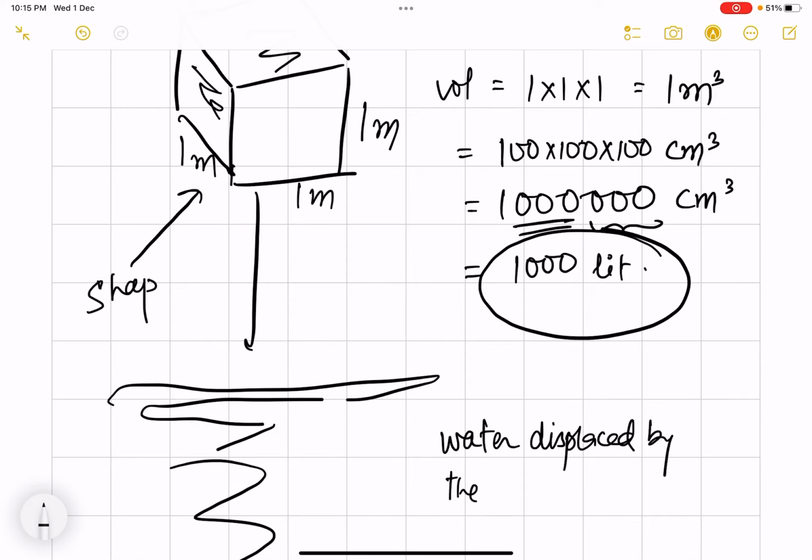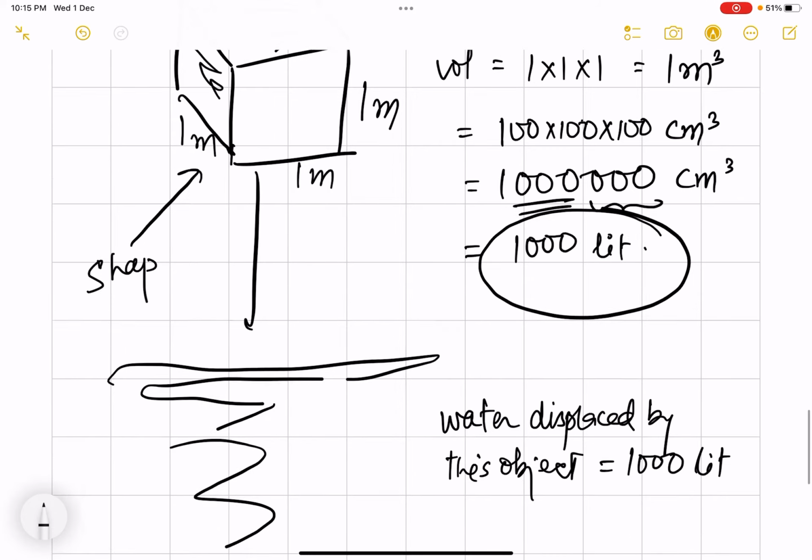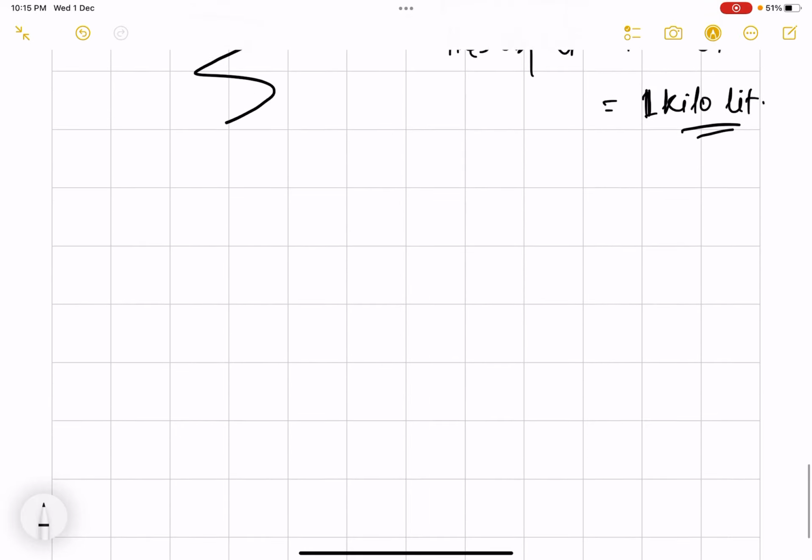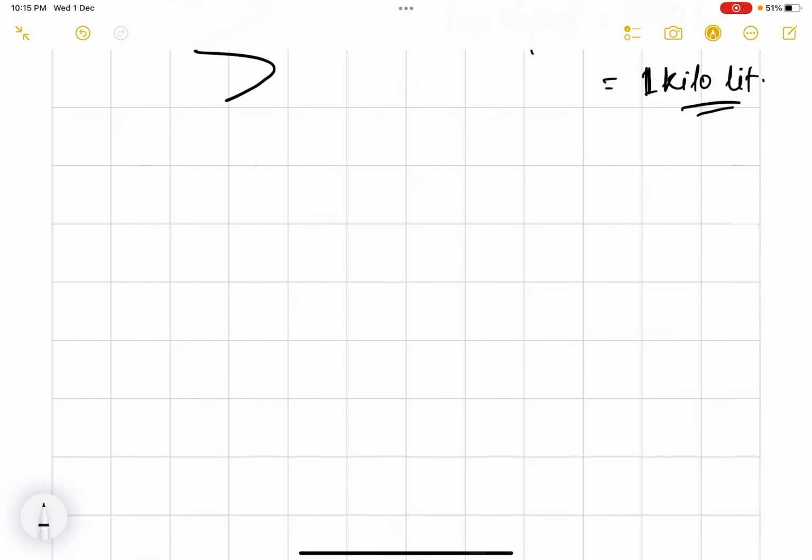The water displaced by this object is equal to 1000 liters. Just for our scientific knowledge, 1000 liters is also called 1 kiloliter. Yeah, some of you may be knowing this already. Okay, let's see if we can do one more question.